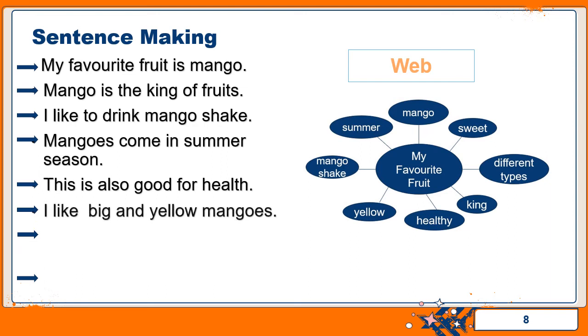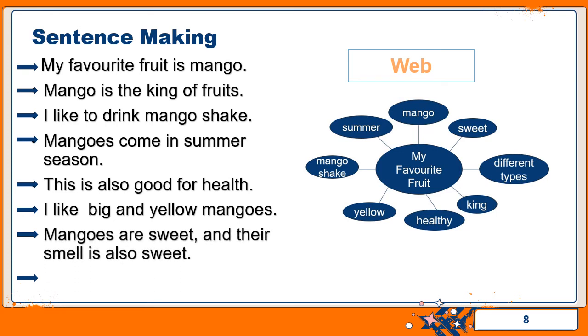The next sentence may be, I like big and yellow mangoes as they are of different types. So they are sweet and their smell is also sweet. And the last one may be, I like it very much.